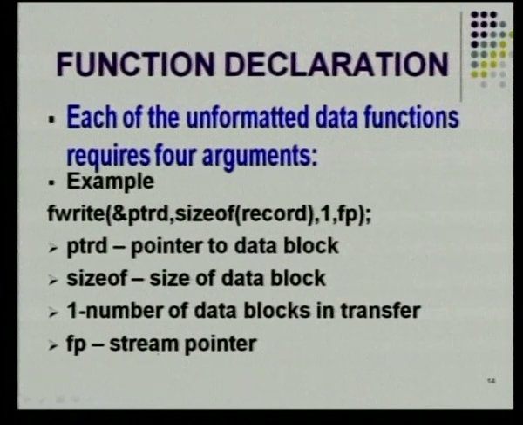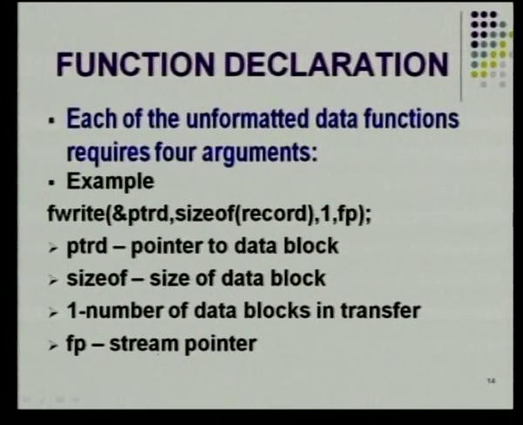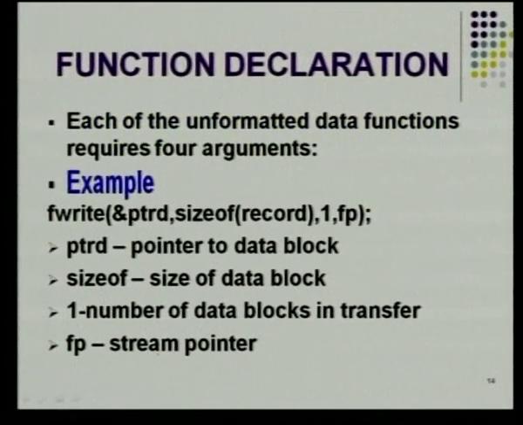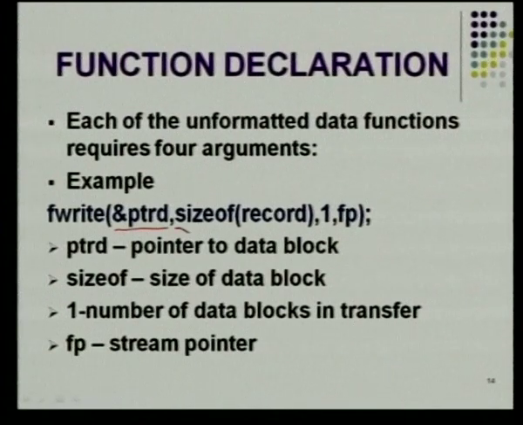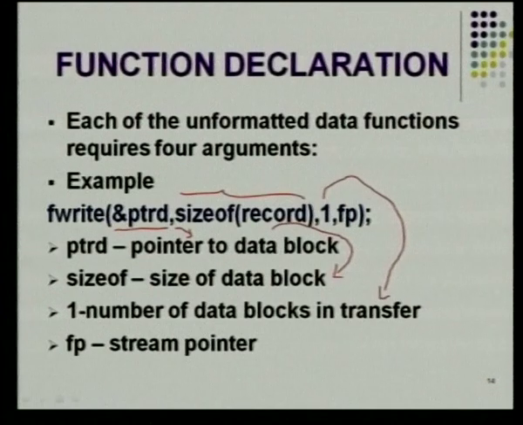Each of the unformatted data functions, that is fread and fwrite, requires 4 arguments. 4 arguments in the sense 4 parameters. So this is the example: you have the fwrite. The first argument is &ptrd, which indicates the pointer to the data block. Next, you have the size of the record, which indicates the size of the data block that is to be transferred. Next, you have 1, which indicates the number of data blocks to be transferred, and then you have fp, which indicates the stream pointer.